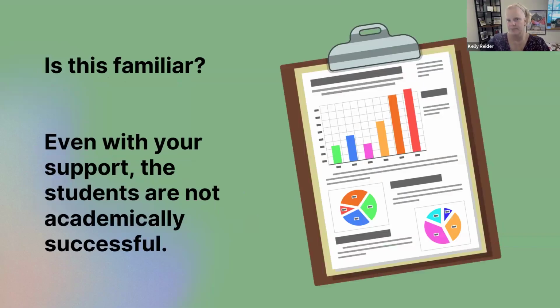Even with your support and dedicated teachers, and I find in schools with English learner populations, especially higher percentages, that there's a lot of heart and a lot of people willing to go over and above and beyond to make things work and do what needs to be done for students. And even with all of that support, we're still finding places where our students are not as academically successful as we would like.